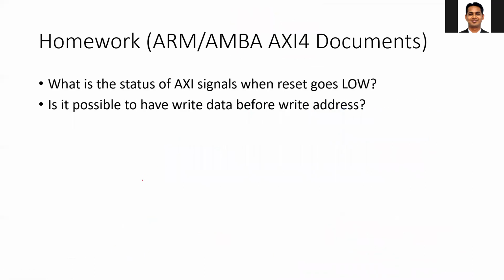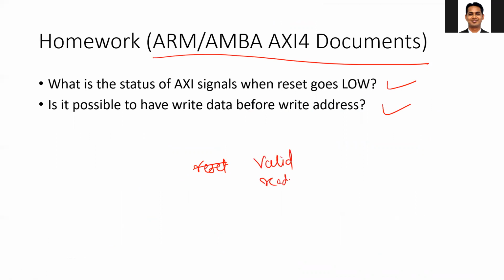If you want to test your understanding, you can go through this document and find out the solution to these 2 questions. Like when the reset happens on the AXI, what is the status of the valid and the ready signal, or the last signal, in each case? What is the status of this one?